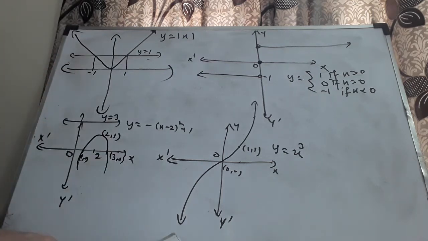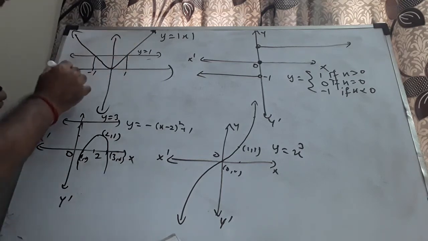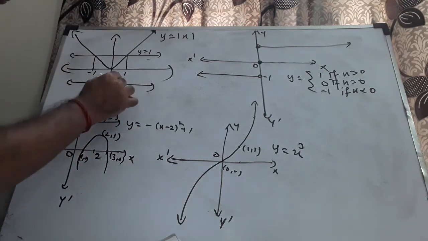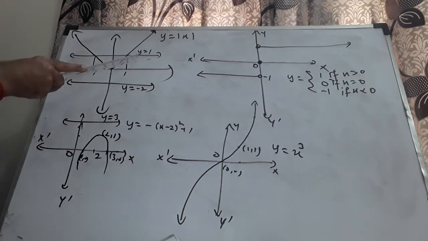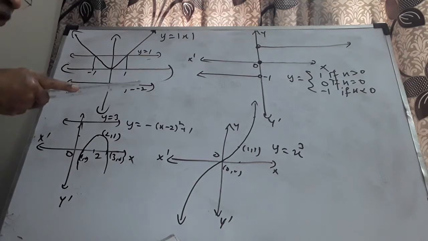For example, if I draw another line below the origin, let us say y is equal to minus 2, it doesn't intersect the curve at all. Therefore, the value minus 2 will not have a pre-image. Therefore, it is not both 1 to 1 and onto. Therefore, it is not bijective.